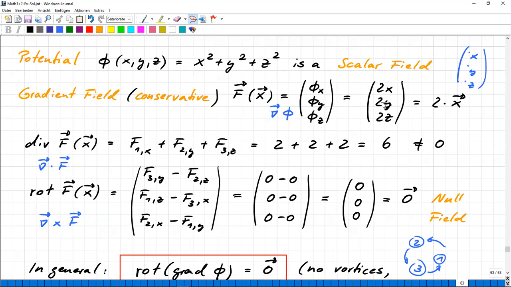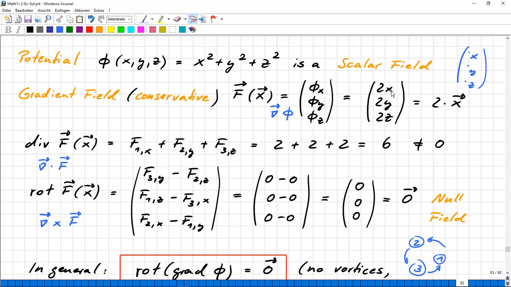Also, there's no dependence of the second component here on z or on x. It's independent. It's just dependent on its own variable, and the same holds for the third one. You can check it. F1 for z, nothing. F3 for x, no dependence. Also here, the second, differentiated with respect to x, no dependence. The first one for y, nothing.